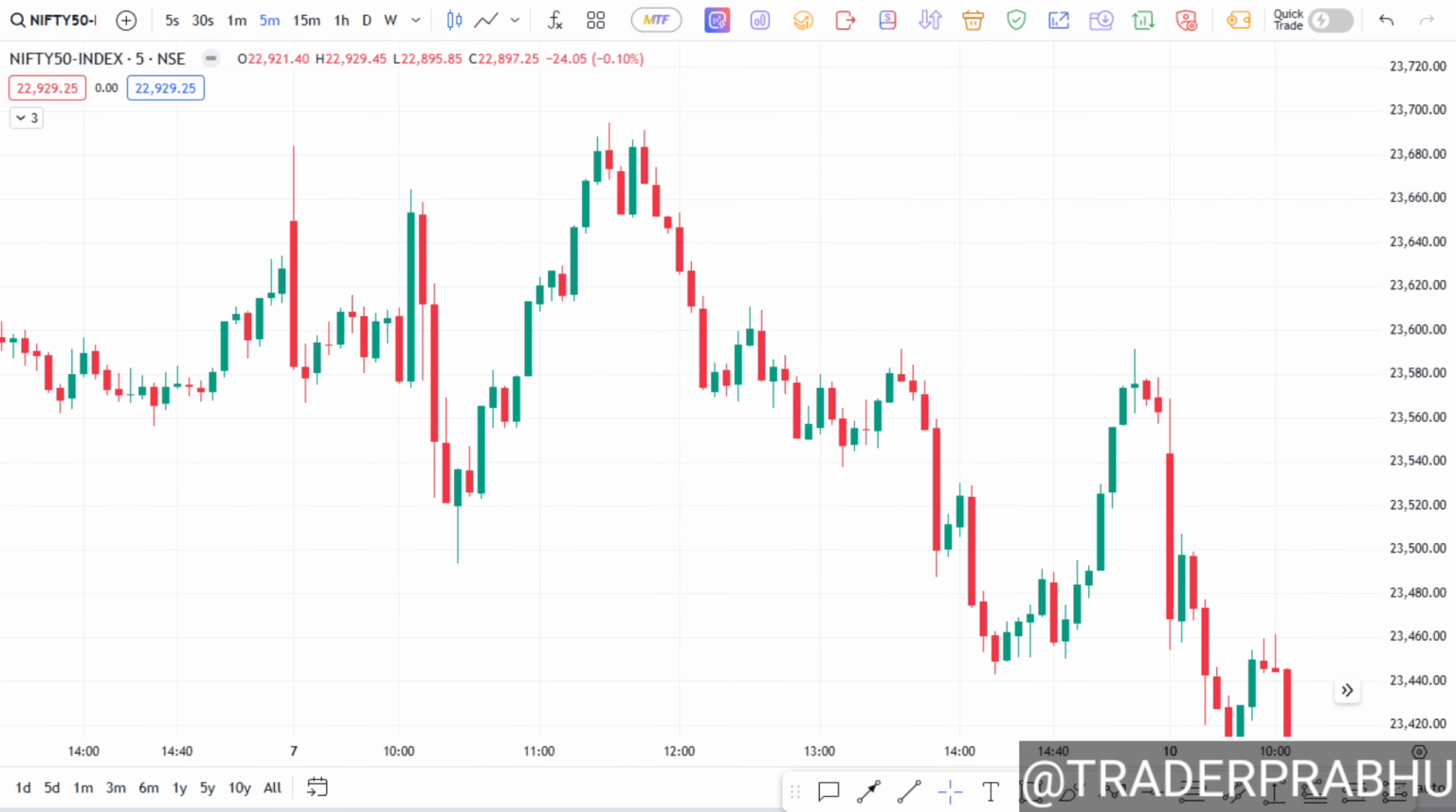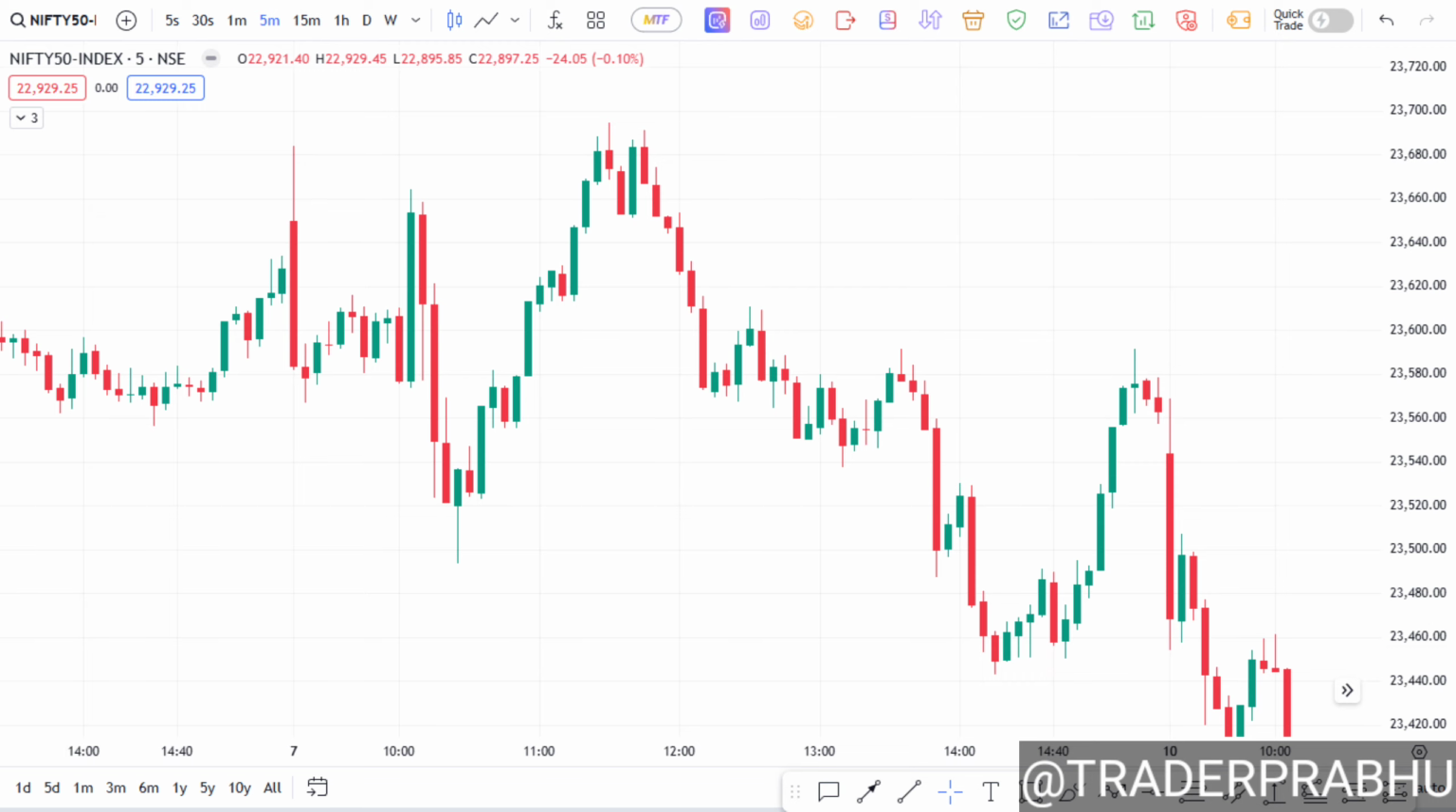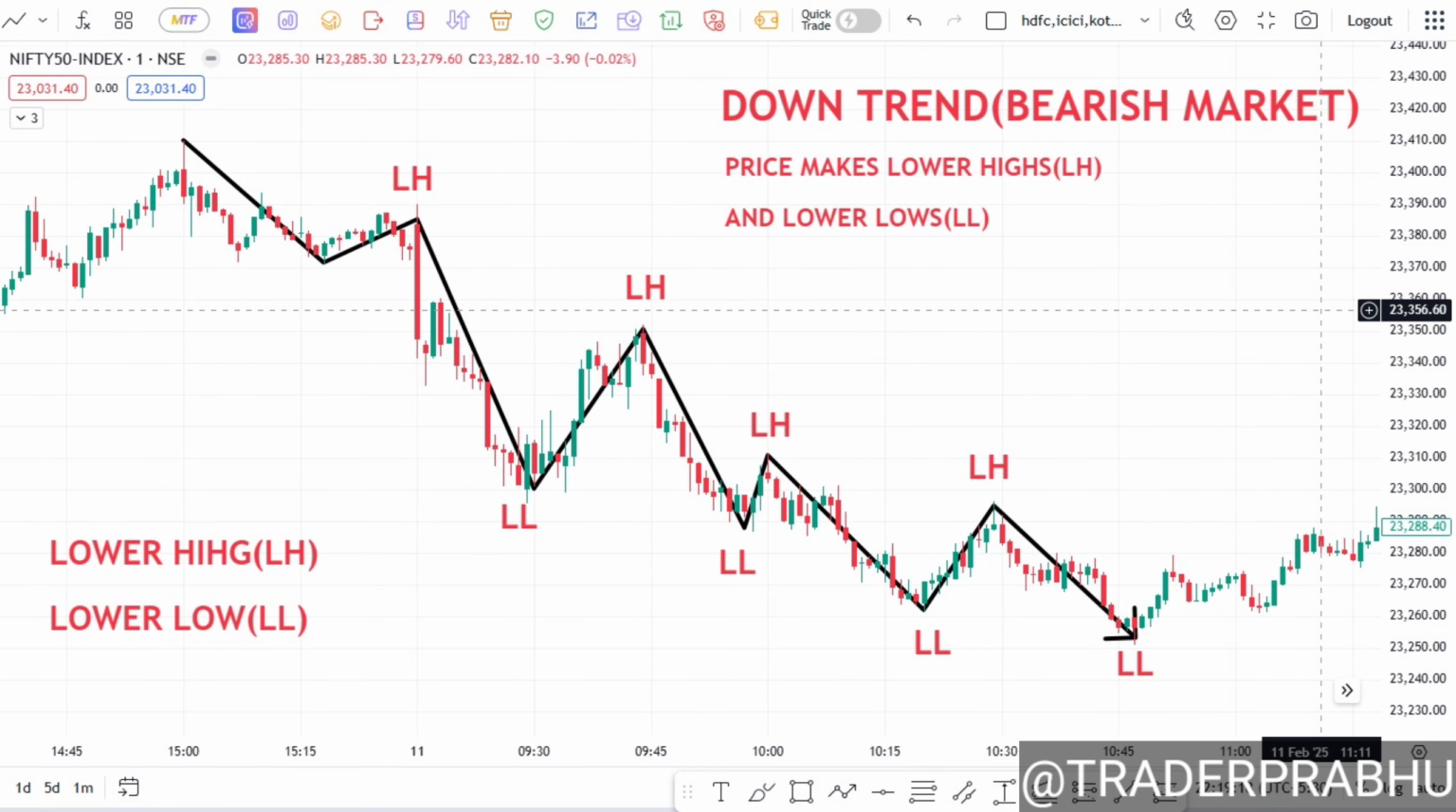So break of structure: in an uptrend, price fails to make a new higher high and breaks below the last higher low. In a downtrend, price fails to make a new lower low and breaks above the last lower high.